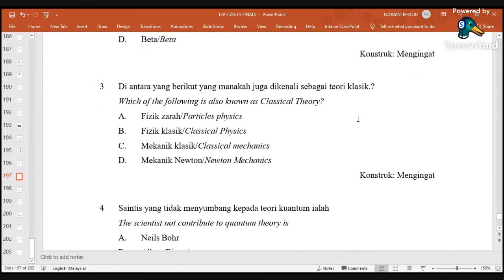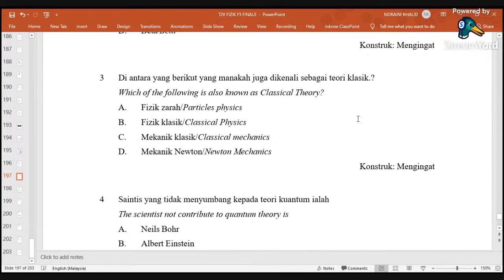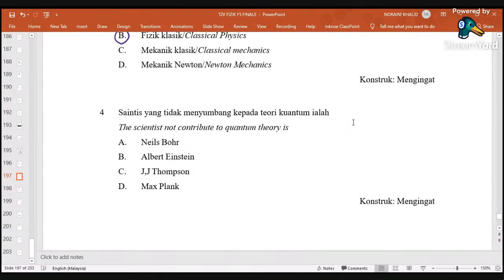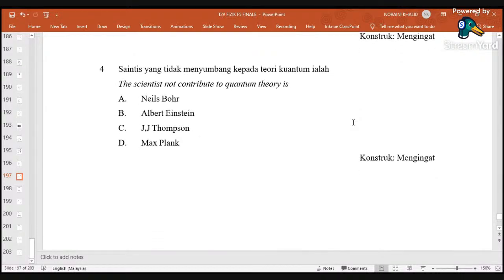Which of the following is also known as classical theory? Classical physics. Scientists who did not contribute to quantum theory. This is classical theory.